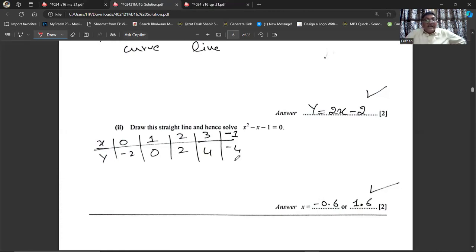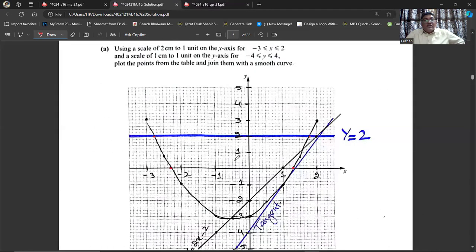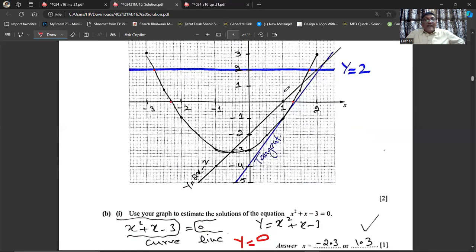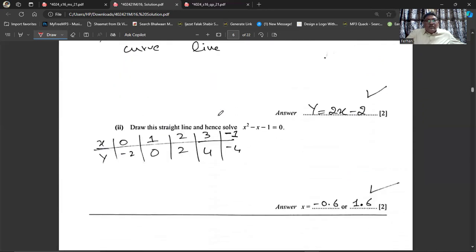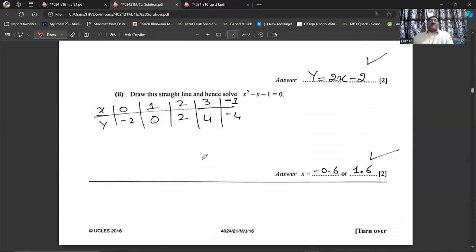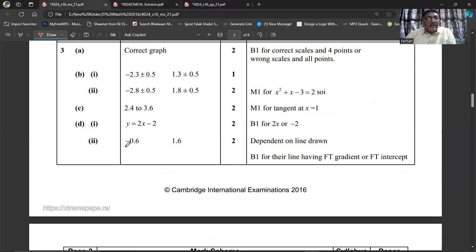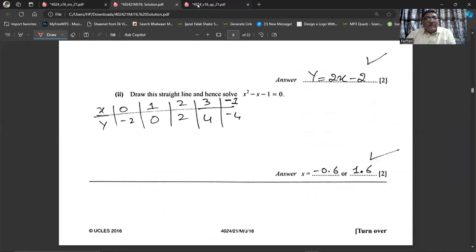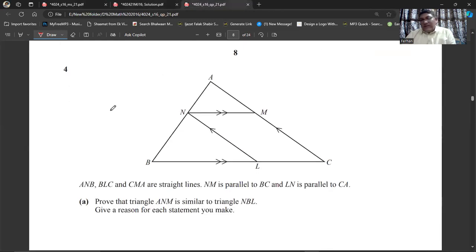Then I will plot these points on that graph. You can see I have plotted these points. Can you see this black line? I plotted these dots and then joined them with the line. Can you see that this black colored straight line is intersecting my main graph at 2 points, and I will check the value of x at those points of intersection. It is 0.5 something, and 1.6, I think. So it's minus 0.6 and 1.6. Minus 0.6 and 1.6 is the answer, which is the right answer, sir. So we are done with question number 3.